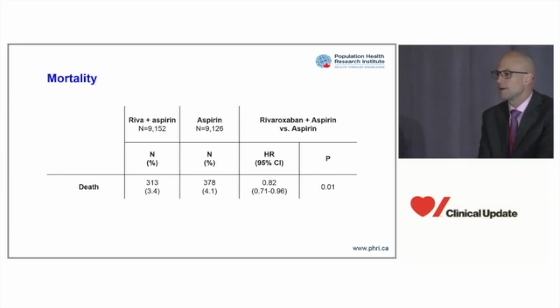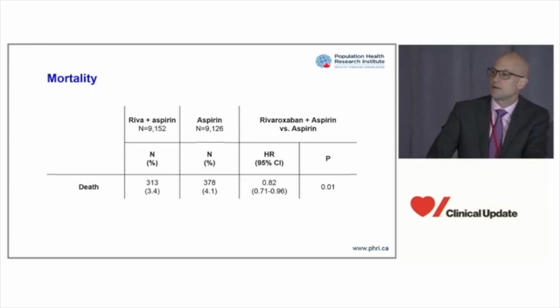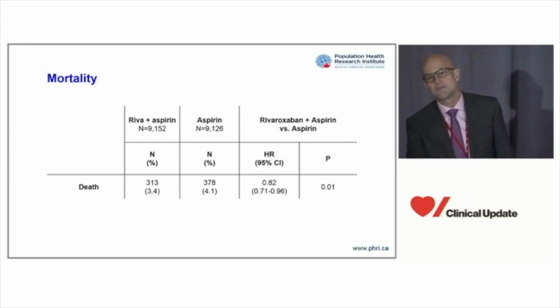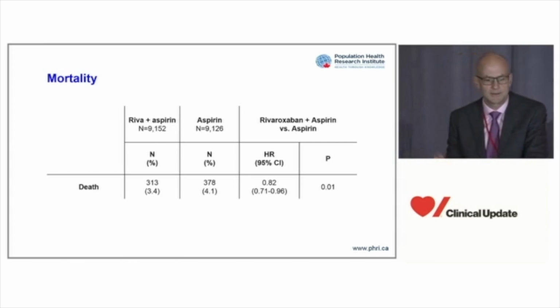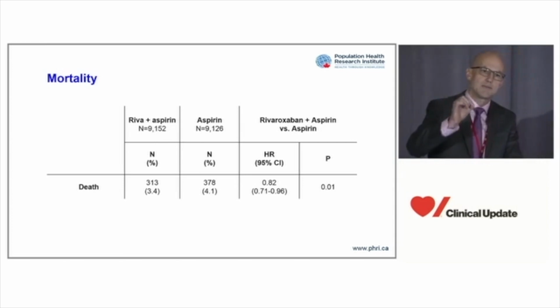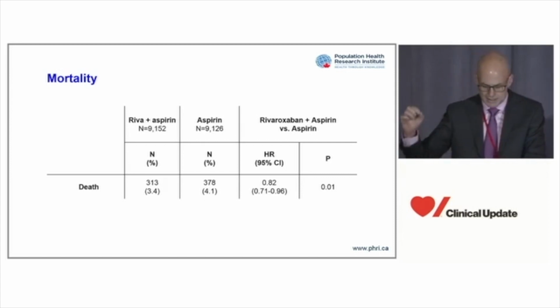And remember that if you lower LDL cholesterol by 1 millimole, you get about a 10% mortality benefit. If you lower blood pressure by 10 millimeters of mercury, you get a 13 or 14% risk reduction. Here you're getting an 18% reduction on top of statins, blood pressure lowering, ACE inhibition.